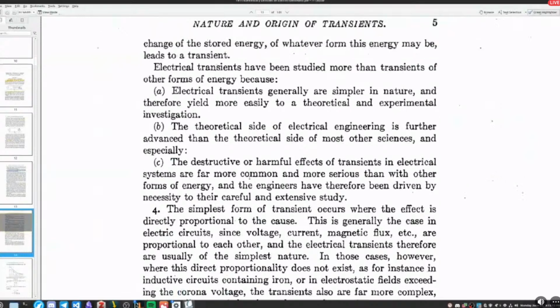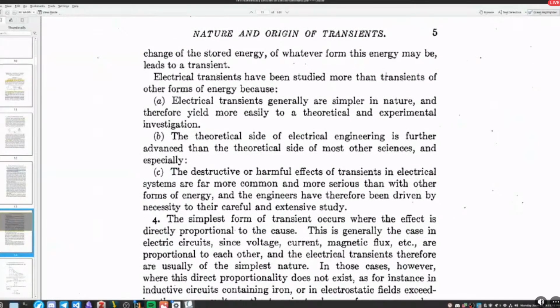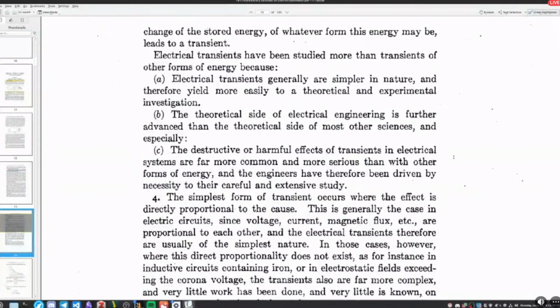There we go. Electrical transients have been studied more than transients of other forms of energy because, A, electrical transients generally are simpler in nature and therefore yield more easily to a theoretical and experimental investigation. B, the theoretical side of electrical engineering is further advanced than the theoretical side of most other sciences. And especially C, the destructive or harmful effects of transients in electrical systems are far more common and more serious than in other forms of energy, and engineers have therefore been driven by necessity to their careful and extensive study.